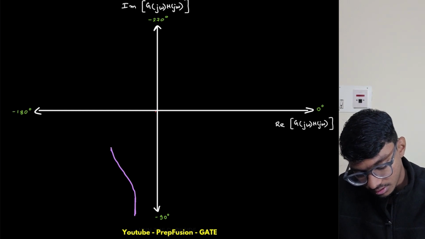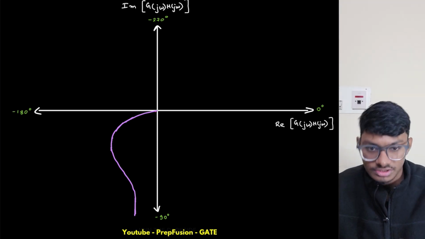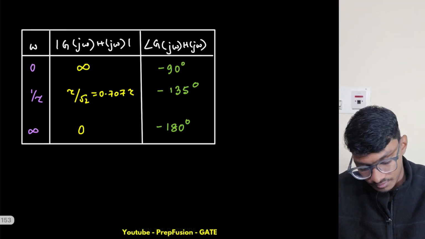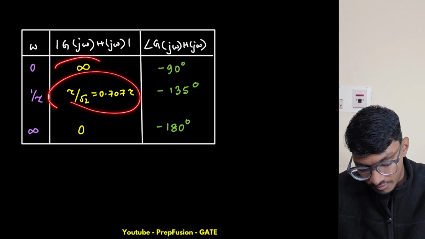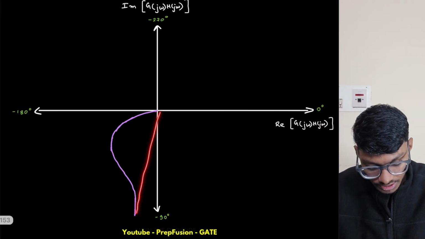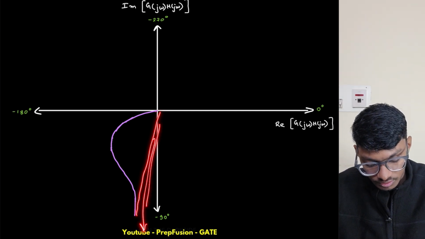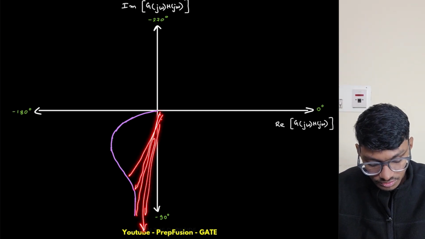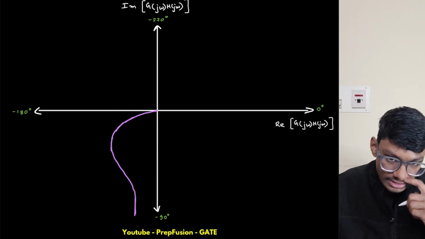Towards the end, I will try to finish at the origin itself, because my magnitude is reducing. Here you can see from infinite magnitude it is going to finite, then going to 0. So my magnitude is also reducing. Here the magnitude is very high, almost infinity. Here it is reducing. Here the real component will slightly increase.